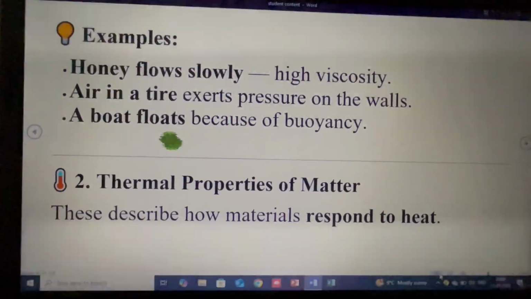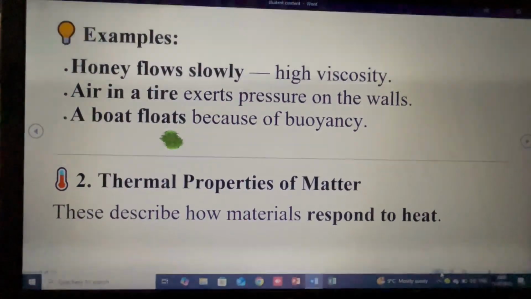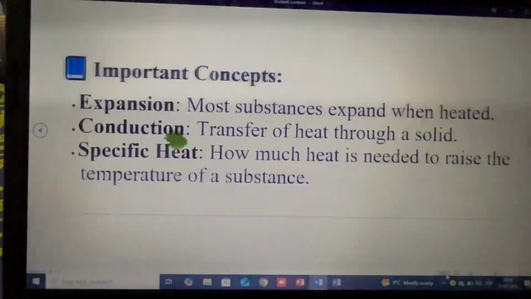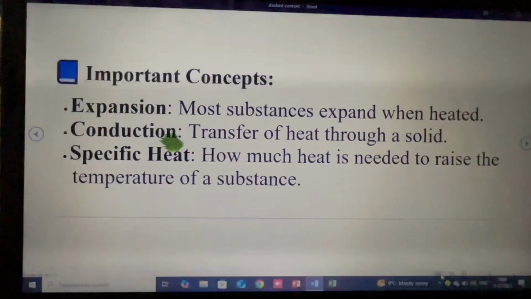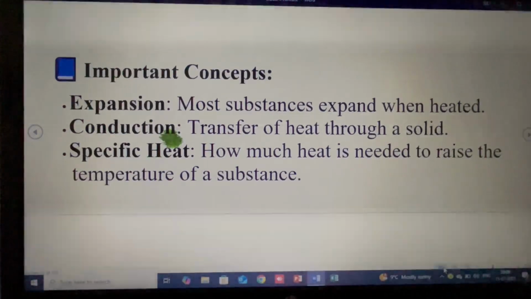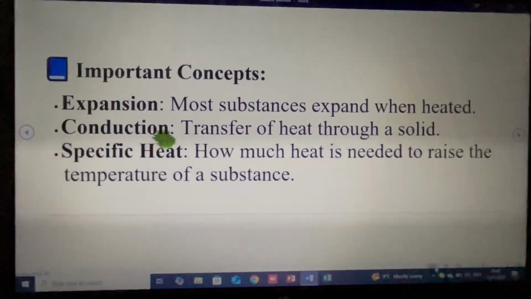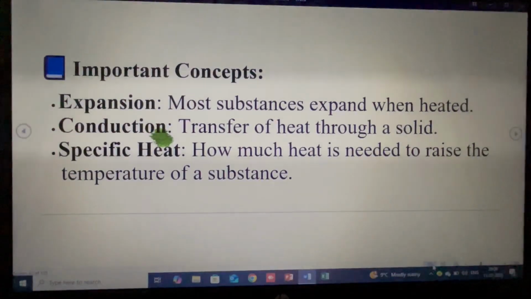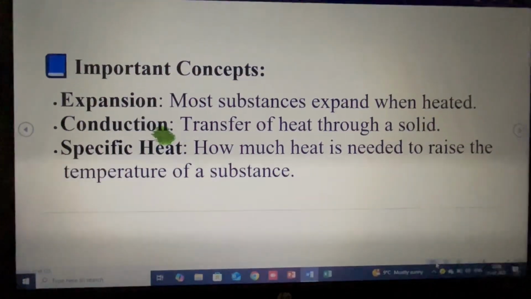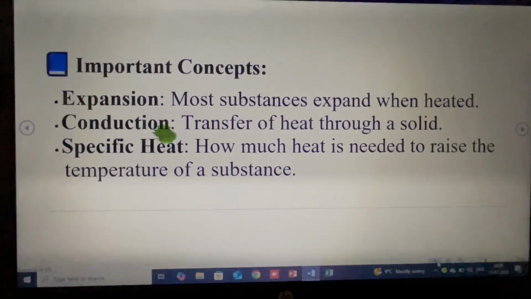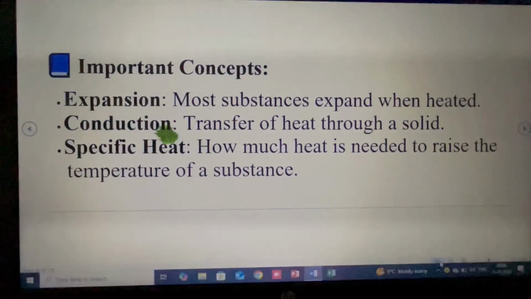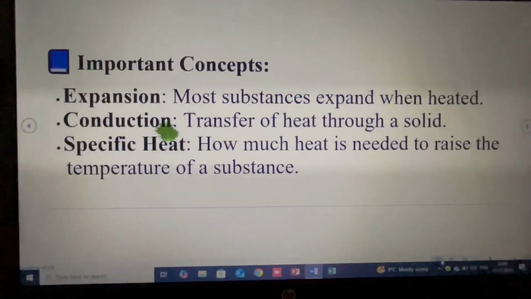Next is thermal properties of matter. These describe how materials respond to heat. In this, important concepts are expansion, conduction, and specific heat. Under expansion, most substances expand when heated. Under conduction, transfer of heat through a solid. Specific heat, how much heat is needed to raise the temperature of a substance.